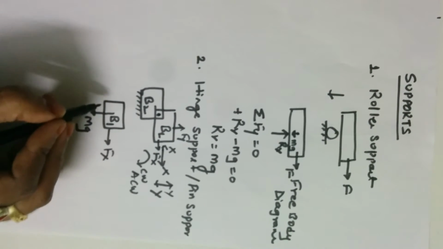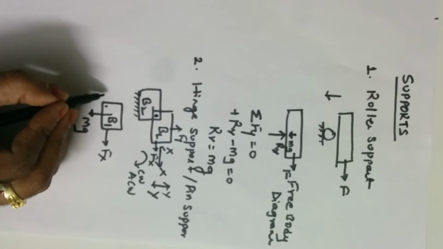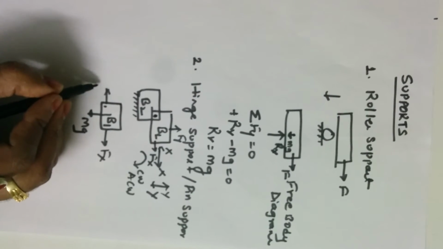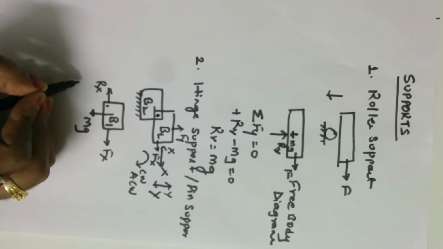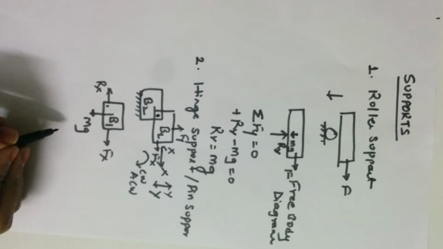Therefore, the reaction force at the pin joint will be towards the negative x direction, because it's not allowing the body to move in the positive x direction. Therefore, the force should be in the negative x direction.